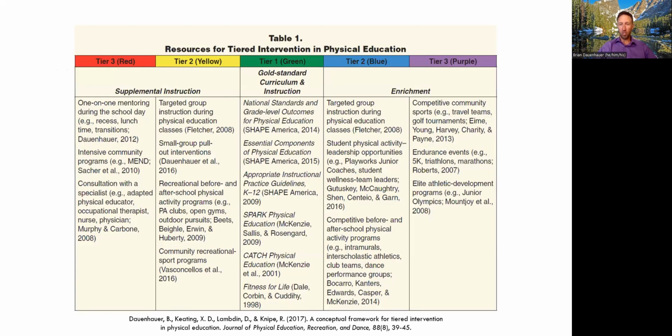This article was published in JOPER back in 2017, and it talks about the standard curriculum instruction that all students receive. And then you have your enrichment on the right-hand side, and you have your supplemental instruction on the left-hand side with ideas for interventions that can be done for kids.